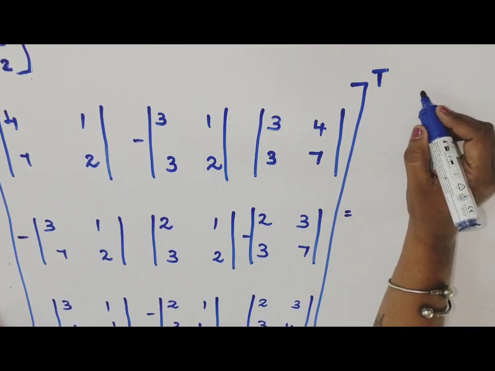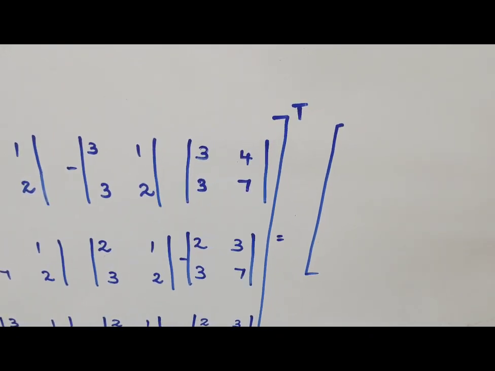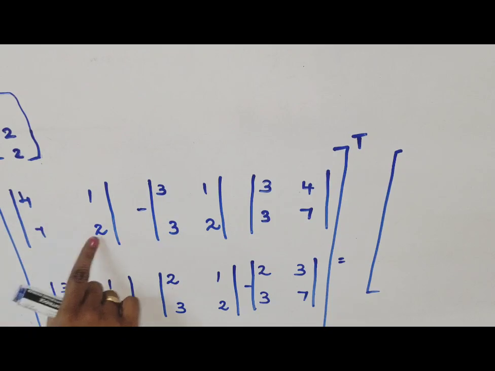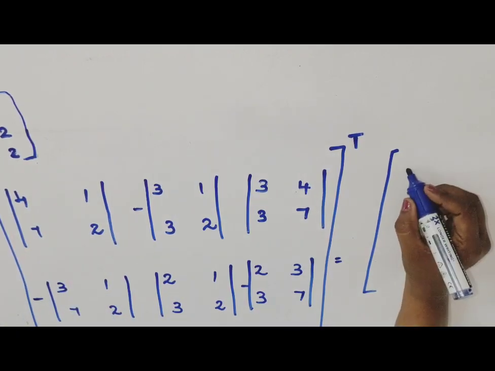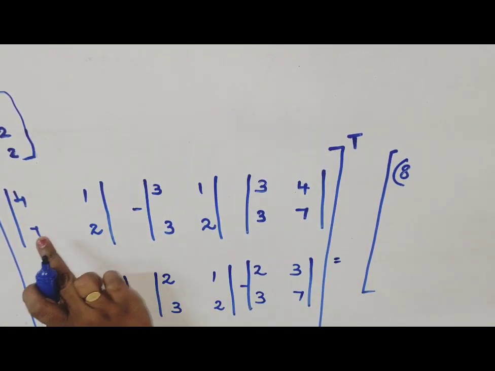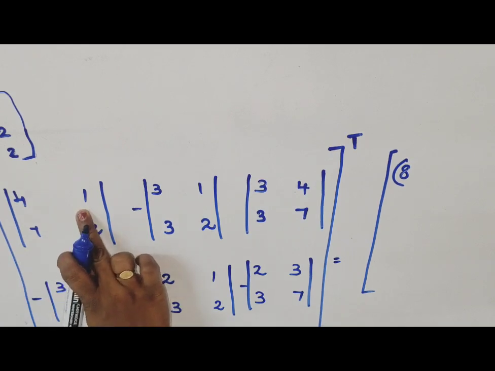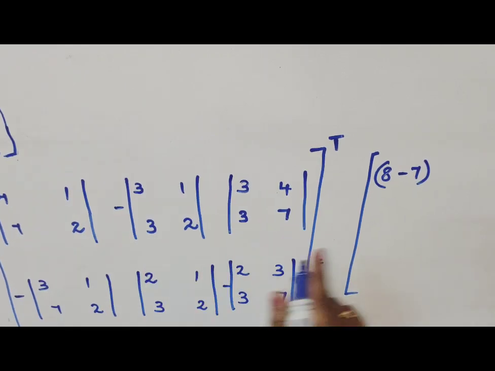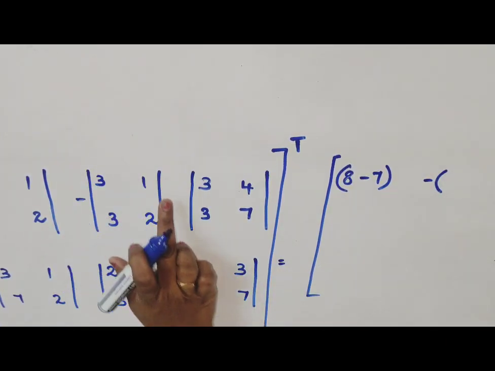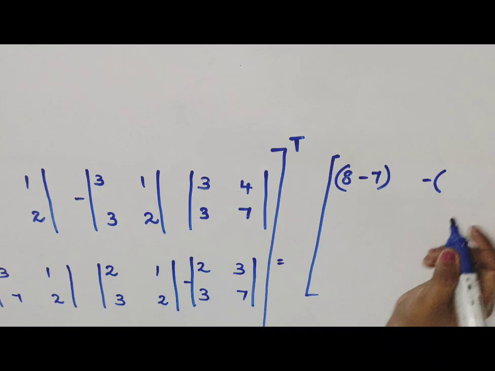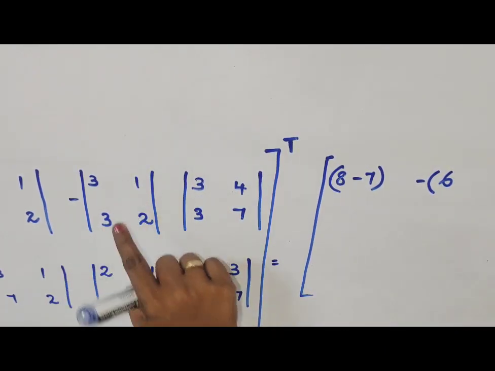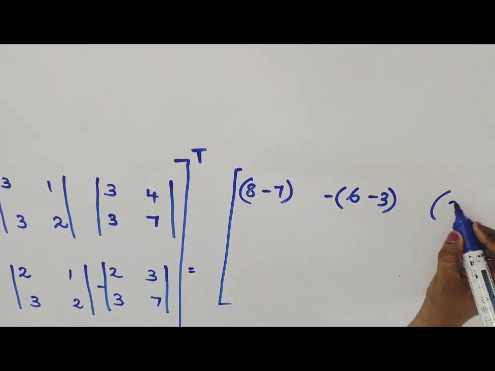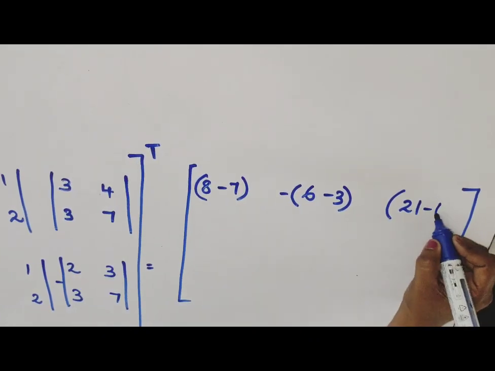The next step would be to simplify these terms. First, we multiply this diagonal: 4 into 2 is 8. By default, while multiplying this side, we will have one negative symbol: 7 into 1 is 7, minus 7. Next, this minus we will keep outside. We multiply the terms within this matrix: 3 2s are 6, and by default we have one minus, so we get minus 3. Next, 7 3s are 21 minus 4 into 3, 12.